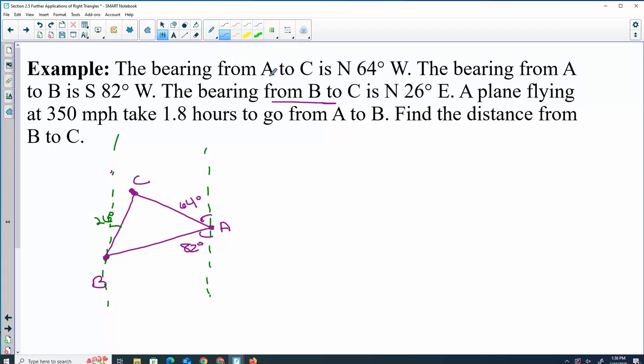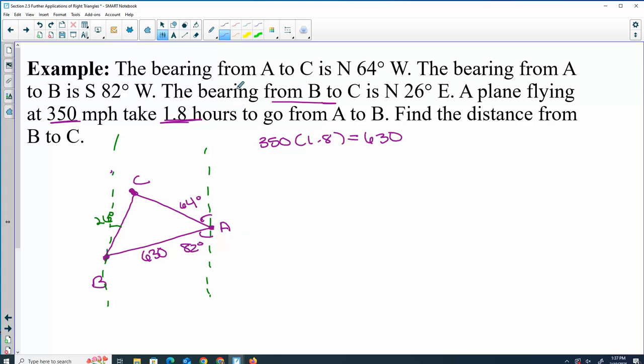Okay, so currently I have no angles inside my triangle. Then it says a plane flying 350 miles per hour takes 1.8 hours to go from A to B. If I know the speed and how long you're driving, I can get my distance. Distance is just rate times time. So all I have to do is 350 times 1.8. So this side is 630 from A to B.